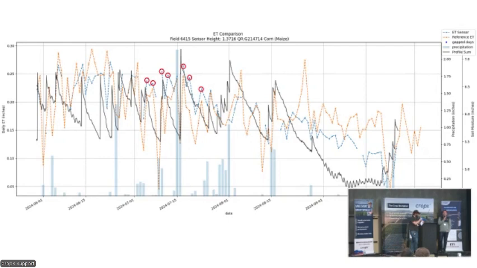Sorry, Ben, can you read that one more time? Just make sure we're answering the right question. The question is, is there an ET crop curve in use? I was asking, thinking, is it embedded in this calculation? Like, is this calculation dependent upon a crop coefficient?